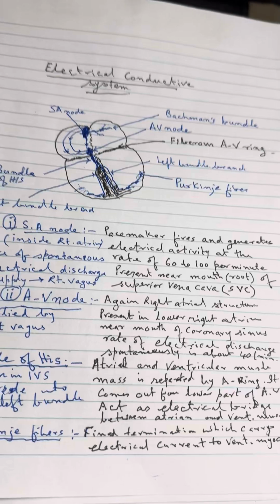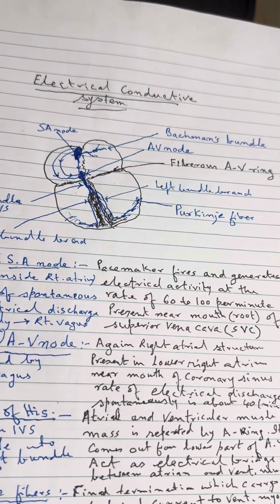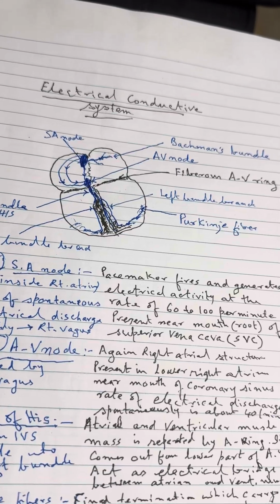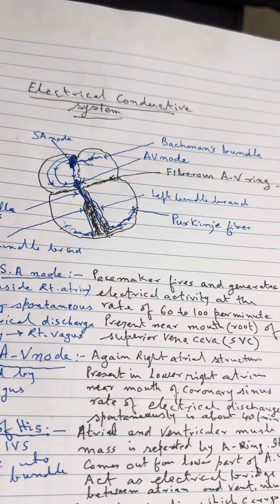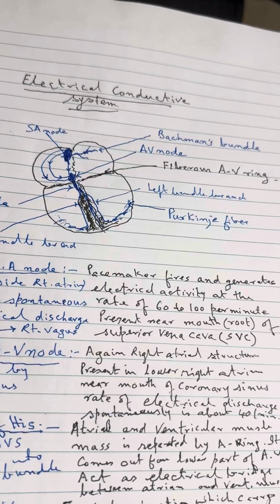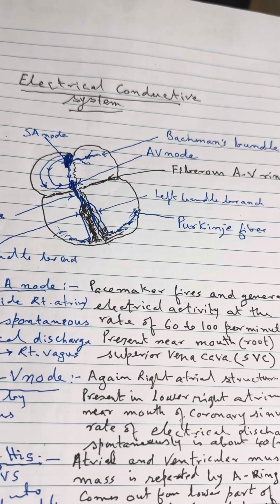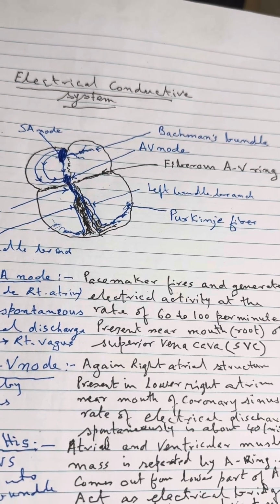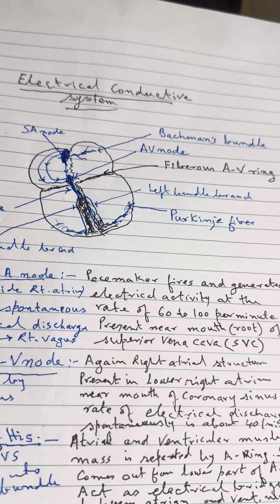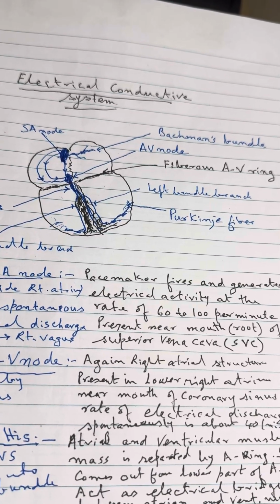SA node is also known as the pacemaker of the heart. Why pacemaker? Because it initiates the process of impulse formation. Now remember one thing, the heart has got no motor nerve supply. It is supplied by the autonomic nervous system, sympathetic and parasympathetic.